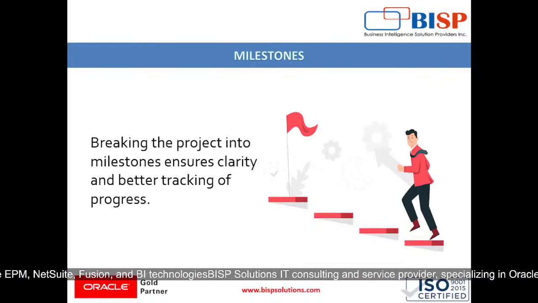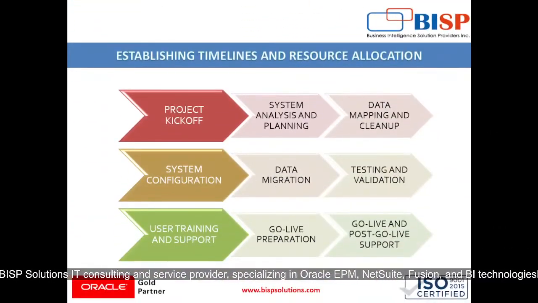Then the milestones we will be achieving. Breaking the project into milestones ensures clarity and better tracking of progress. The milestones we will be covering are: project kickoff, which means finalizing project goals and scope, identifying stakeholders and forming project teams. Then system analysis and planning, which means analyzing the current QuickBooks setup, where CoA and modules integration will be covered, and designing the NetSuite structure, which consists of CoA, entities and workflows.